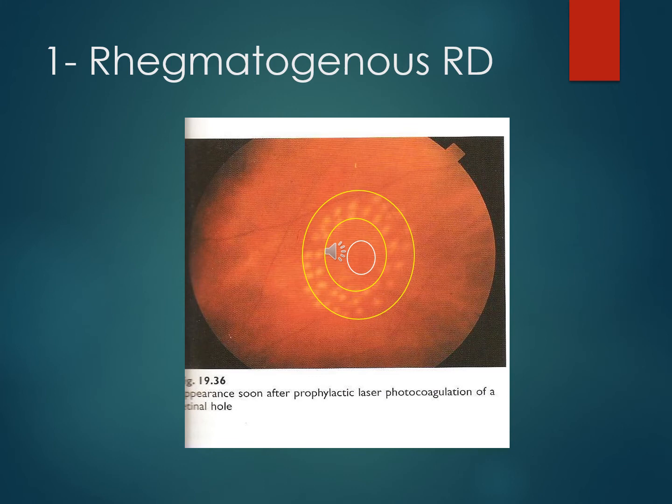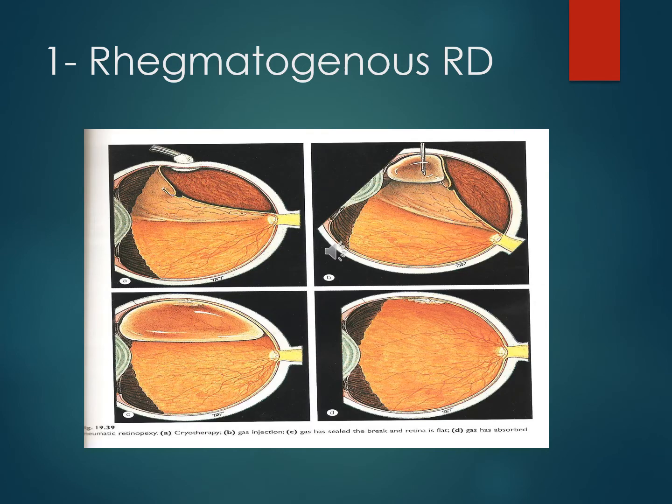Whether macular hole or tear, we surround it by laser to create adhesion, to prevent development of rhegmatogenous retinal detachment. The treatment of retinal break is by laser, prophylactic laser photocoagulation. But once there is subretinal fluid and development of retinal separation, the laser will be ineffective and the treatment will be by retinal surgery. The surgery we call pars plana vitrectomy for rhegmatogenous retinal detachment.